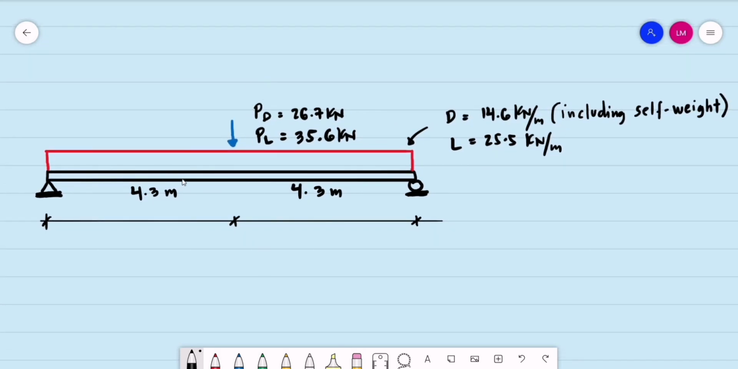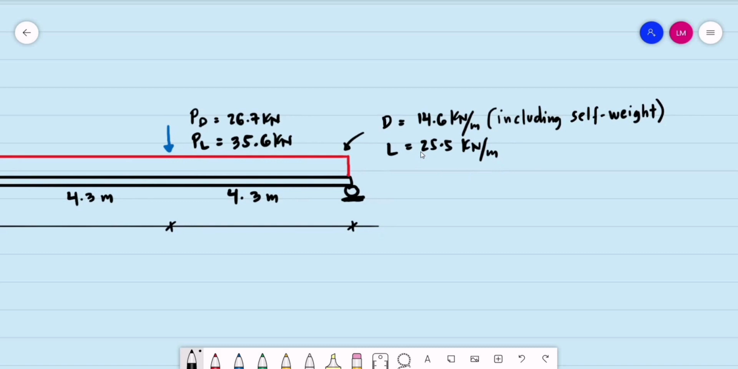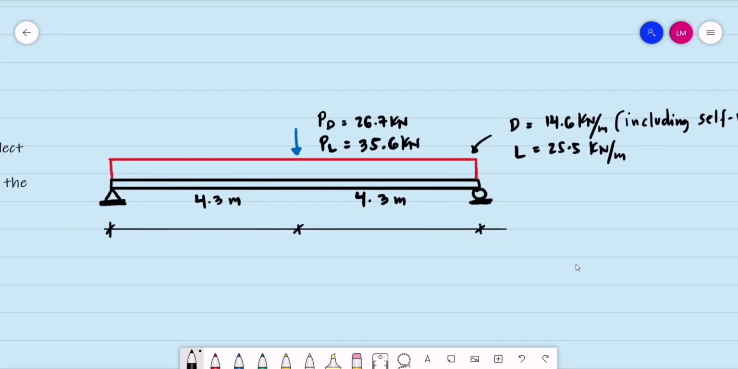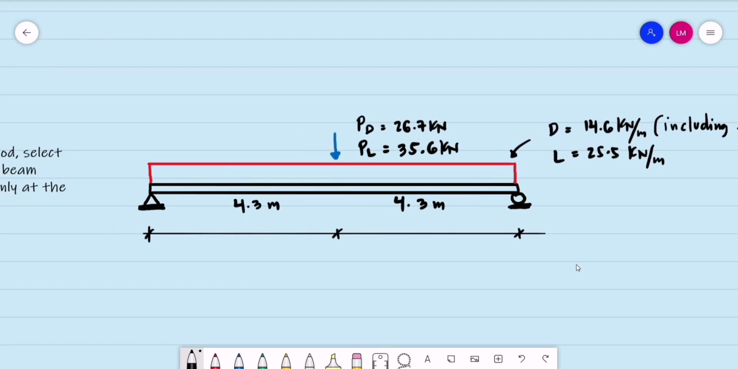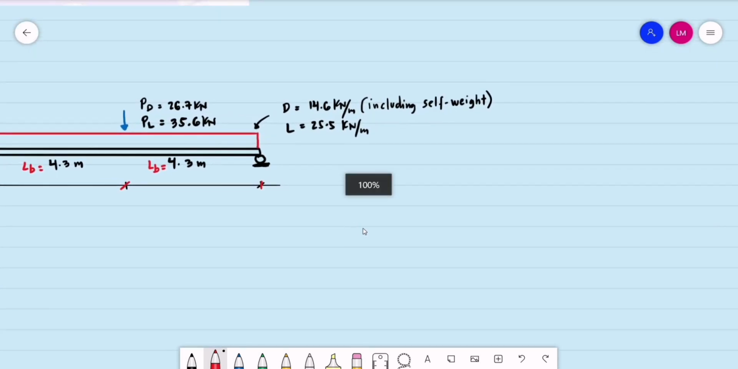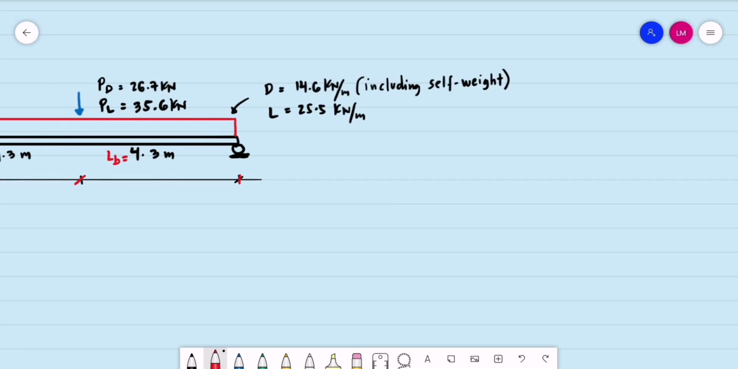So we have concentrated loads at the midspan, and uniform dead loads and live loads, including the self-weight. According to the problem, bracing is provided at ends and at the midspan. Therefore, we can tell that the unbraced length is equal to 4.3 meters, or 4,300 millimeters. So let us compute for the ultimate load for the concentrated loads.